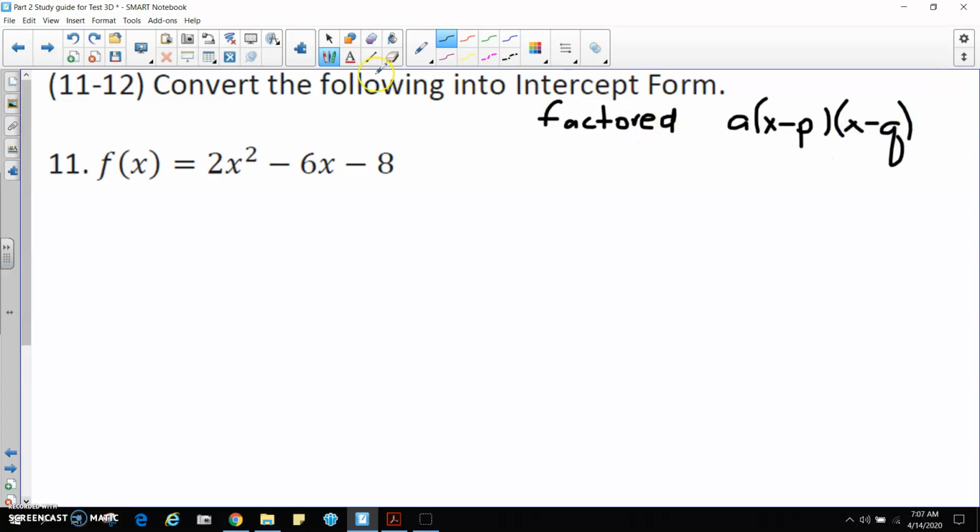All right, so factored form. Whenever we are factoring, we always pull out the GCF first. So is there something that will go into all three of these that can be divided by all three? So we're going to divide each one of these by 2 and rewrite our equation. So now our equation is going to be a 2 in front for my GCF. And when I divide these out, I get x squared minus 3x minus 4.